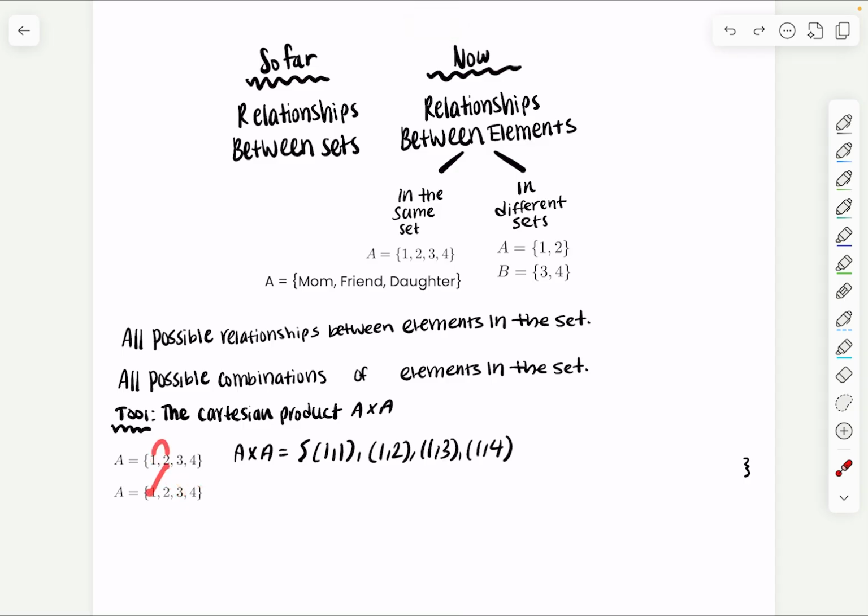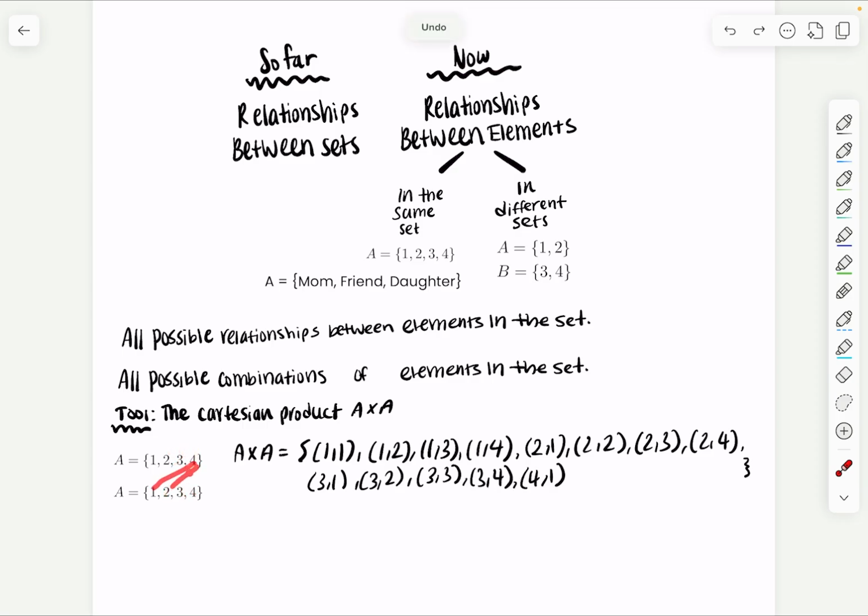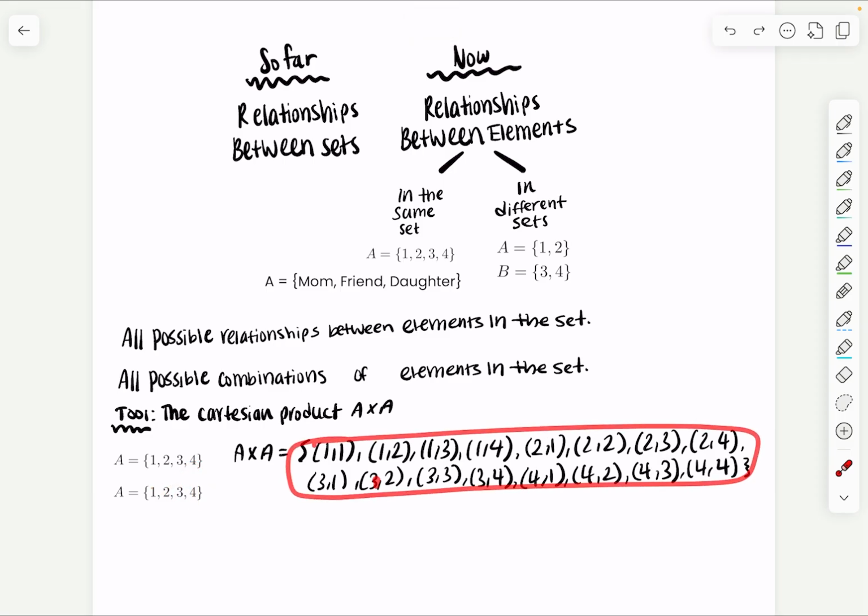Then you move on to the next. 2 paired with 1, 2 paired with 2, 2 paired with 3, and 2 paired with 4. Then you move on to the next. 3 paired with 1, 3 paired with 2, 3 paired with 3, 3 paired with 4. Then you move on to the next. 4 paired with 1, 4 paired with 2, 4 paired with 3, and 4 paired with 4. So these are all of the possible relationships, all of the possible relations.